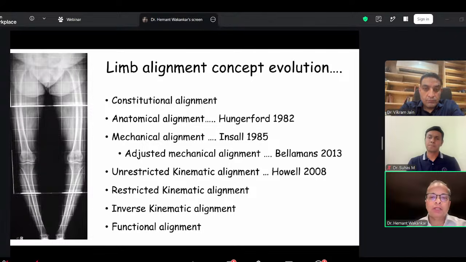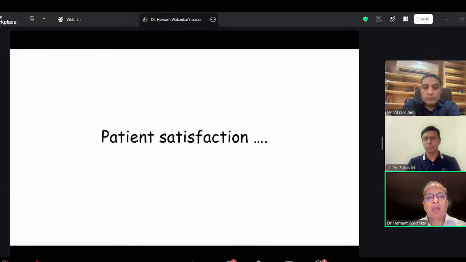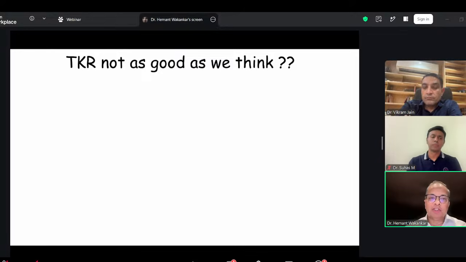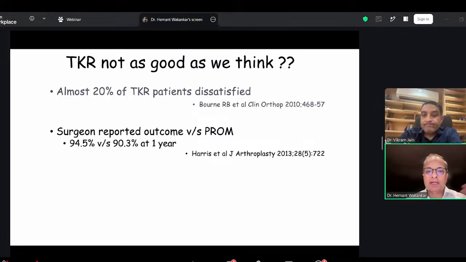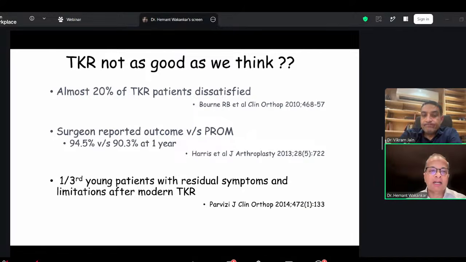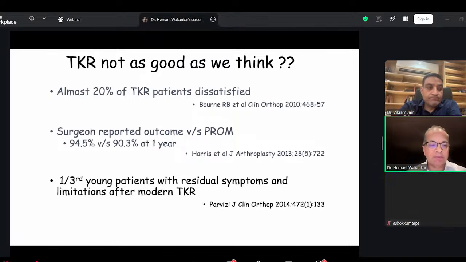This is the evolution that we heard earlier. There are a lot of other things, and as Suhas rightly said, there are only MA, KA, and FA that we are talking about today. Why did it all start? It started with patient satisfaction, and there are papers, especially from Bob Bone, that talked about 20% dissatisfaction. There are some other papers that talked about dissatisfied patients after knee replacements.